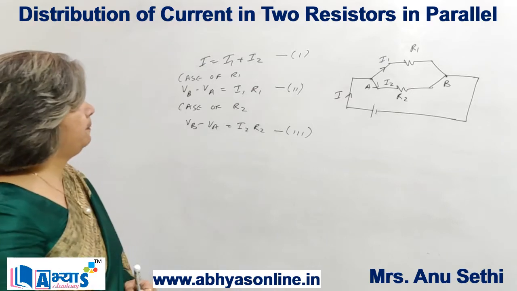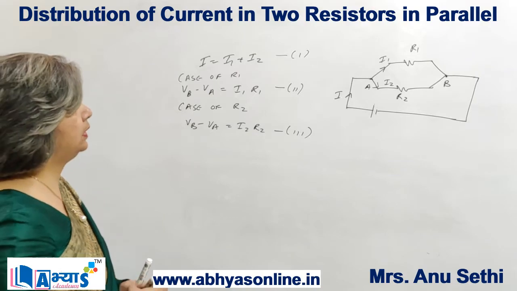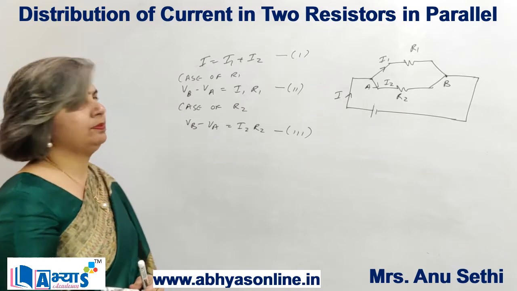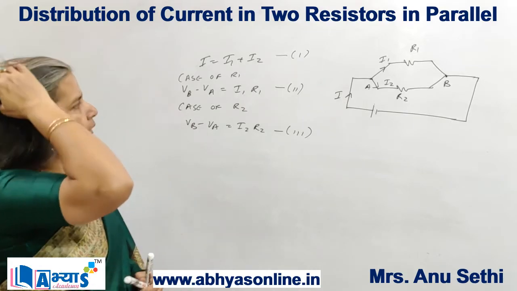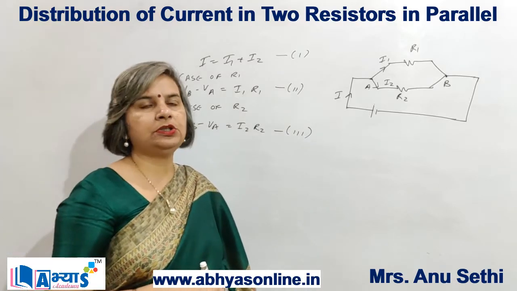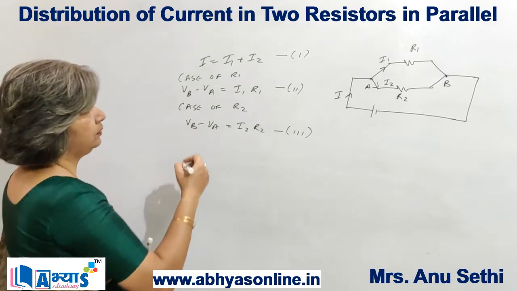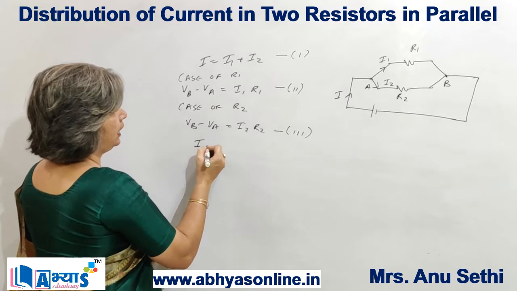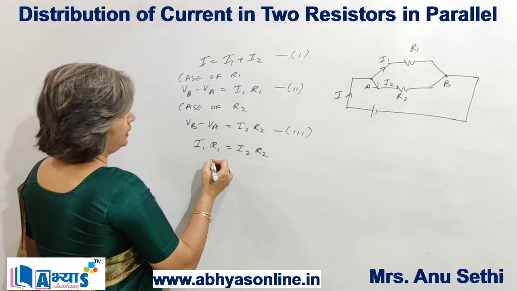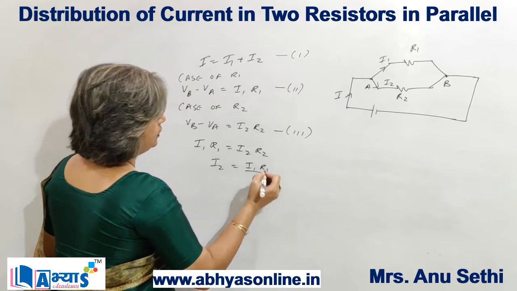So we can say that the potential difference across resistance R1 is VB minus VA is equal to I1 R1, and in the case of R2, VB minus VA is equal to I2 R2. Now we know that the resistors are in parallel, and in a parallel combination the potential drop across each resistance is the same. So from 2 and 3 we can say that I1 R1 is equal to I2 R2, or I2 is equal to I1 R1 upon R2.